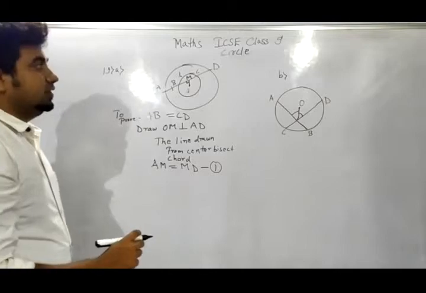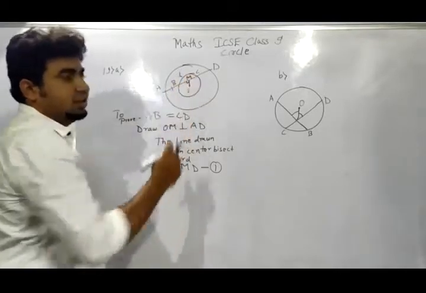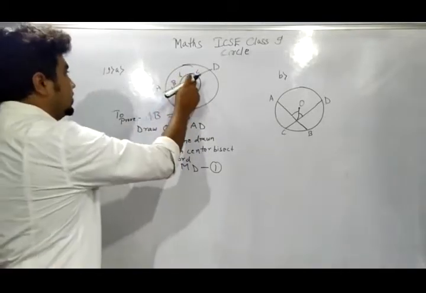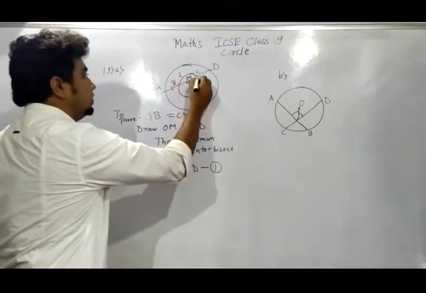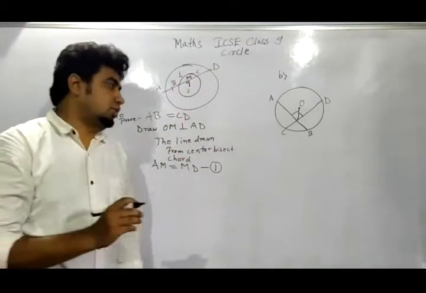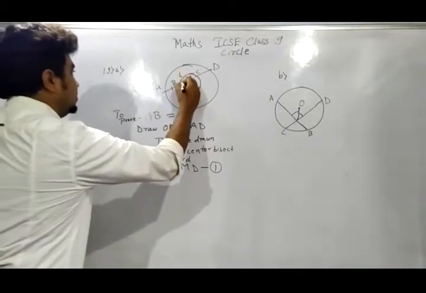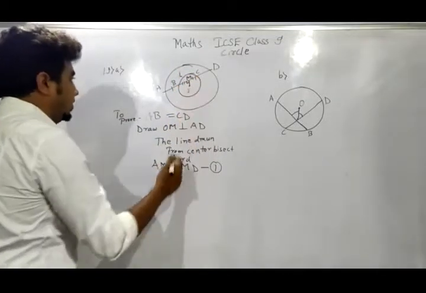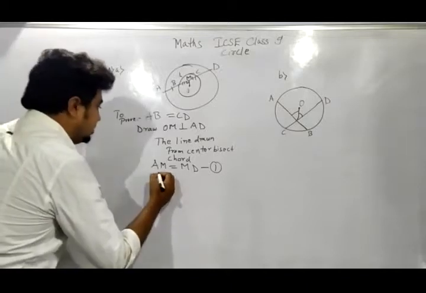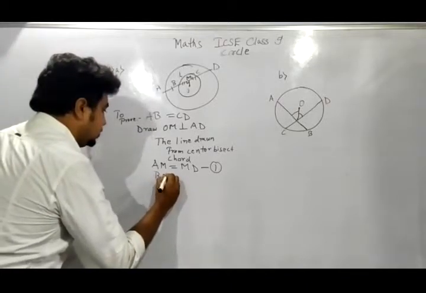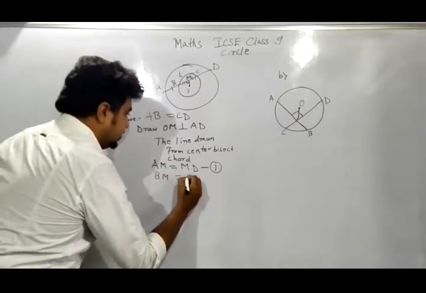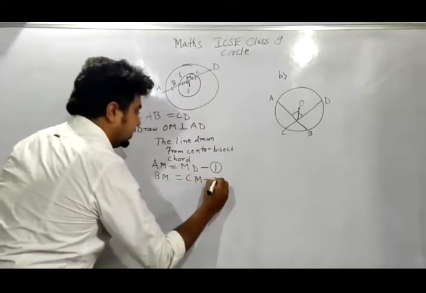And the second thing is that for the smaller circle, BC is the chord. This point is B and this point is C. Since BC is a chord, OM bisects it, so this part will be equal to this part. I can write from here BM is equal to CM.